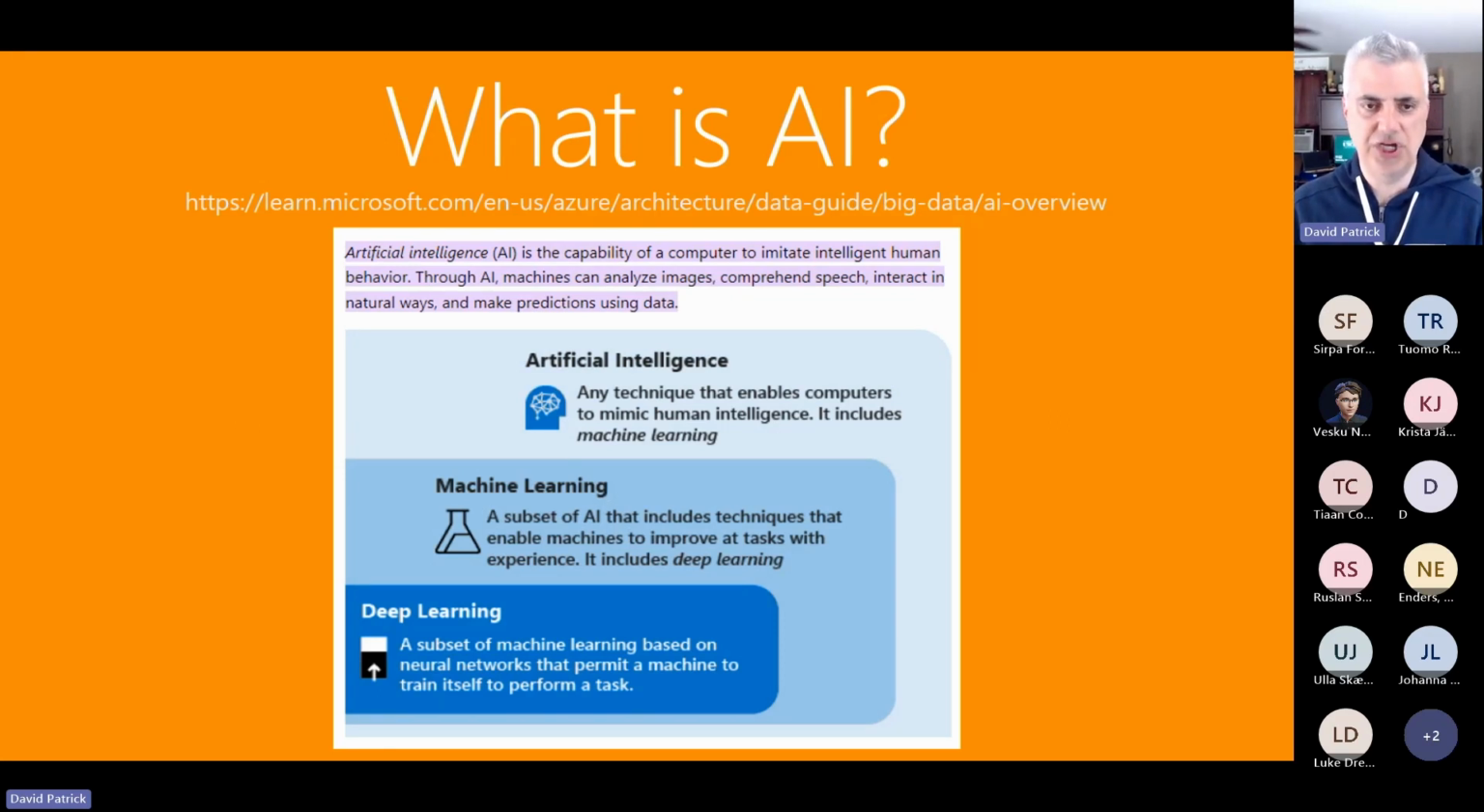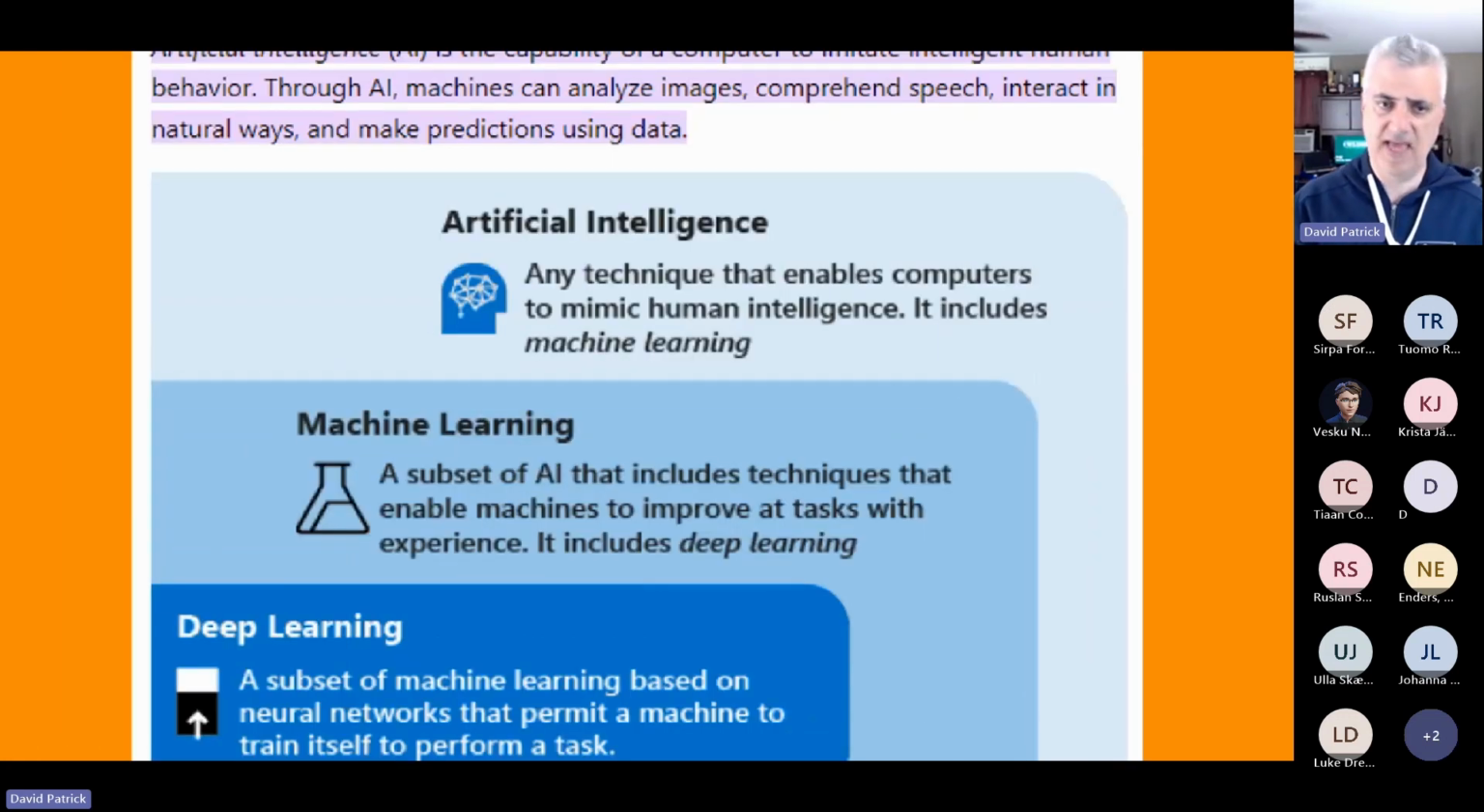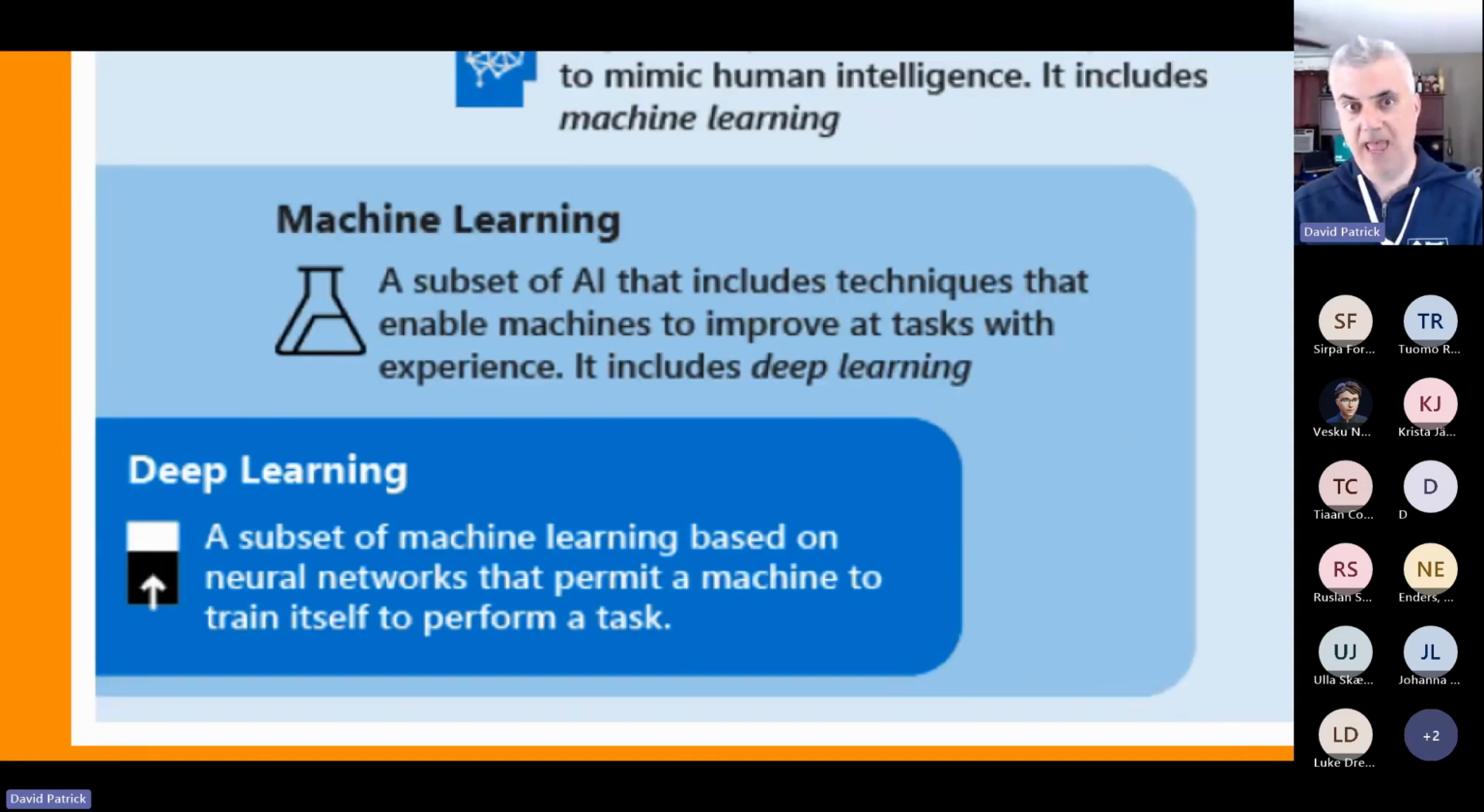AI, from Microsoft's definition here, is the capability of a computer to pretend to be intelligent human behavior, right? So AI can do things like analyze images, comprehend speech, and then interact in other natural ways, like making predictions about data. If we take a look down a little deeper, then we can look at machine learning. That's a subset of AI. That's things like where a machine gets better at what it's doing because we feed it more data. We do training of the AI, and we say, hey, look, based on this data, we've had these outcomes. So now get better, fine tune your algorithms based on the data we give you.